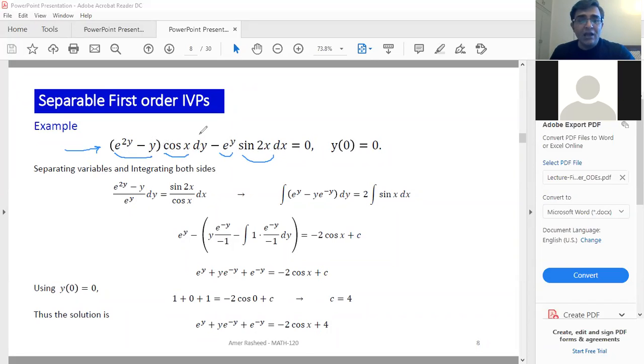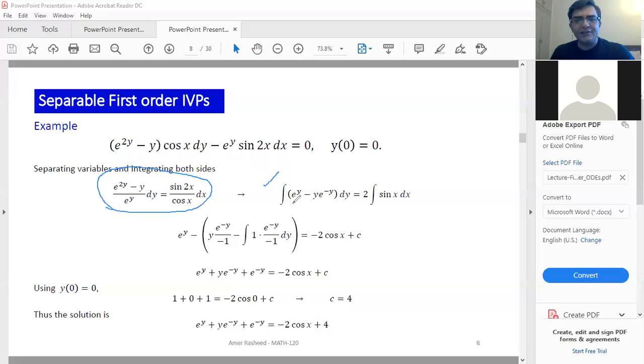What we do here, we keep dy by dx, that is dy, on the left hand side, and we take this term on the right hand side with dx. Now we divide by e raised to power y on the left hand side, and we divide by cos of x on the right hand side. Now you can see that the variables have been separated. Now we can integrate on both sides.